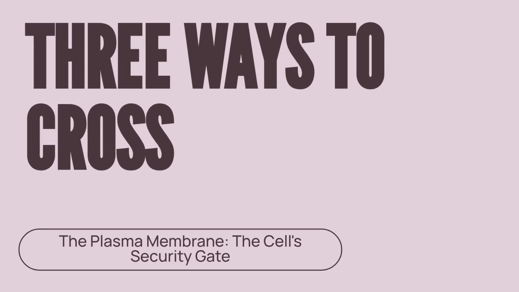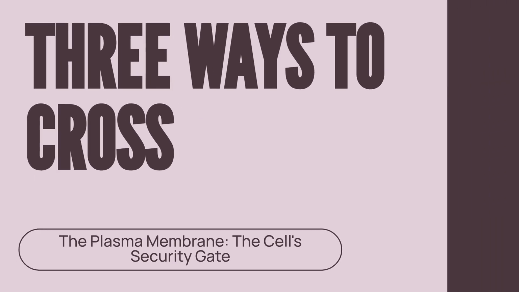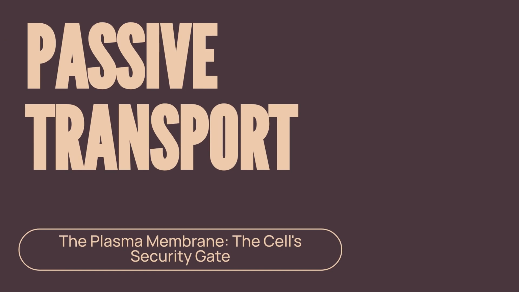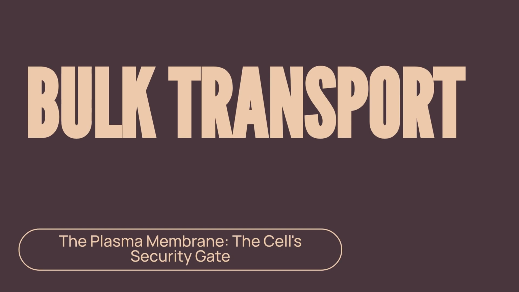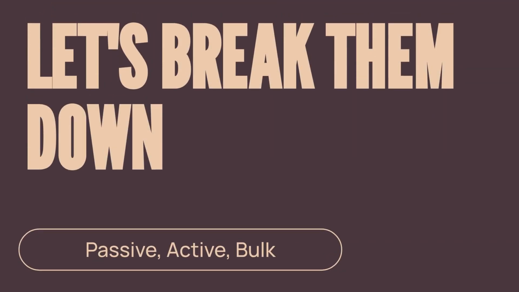Substances cross this crucial boundary in one of three main ways. The first method is passive transport, which requires no energy from the cell. The second method is active transport, which requires the cell to expend energy. And finally, we have bulk transport, used for moving very large quantities or large particles. Let's break down each of these transport mechanisms in detail.